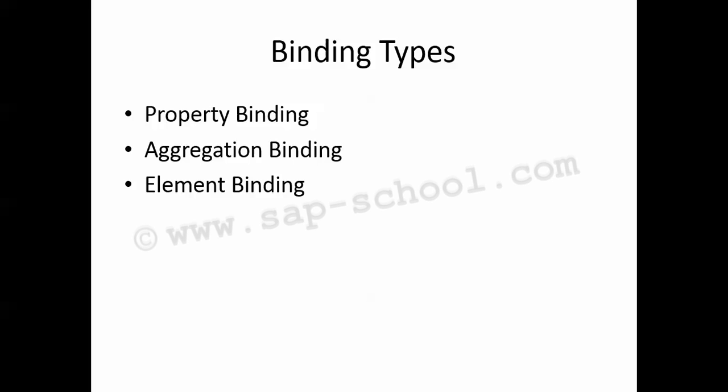So the property binding allows the properties of the control to get automatically initialized and updated from the model data. To define a property binding on a control, we have 2 options. We can either go in the settings object in the constructor of a control, or we can use the bind property method of a control.